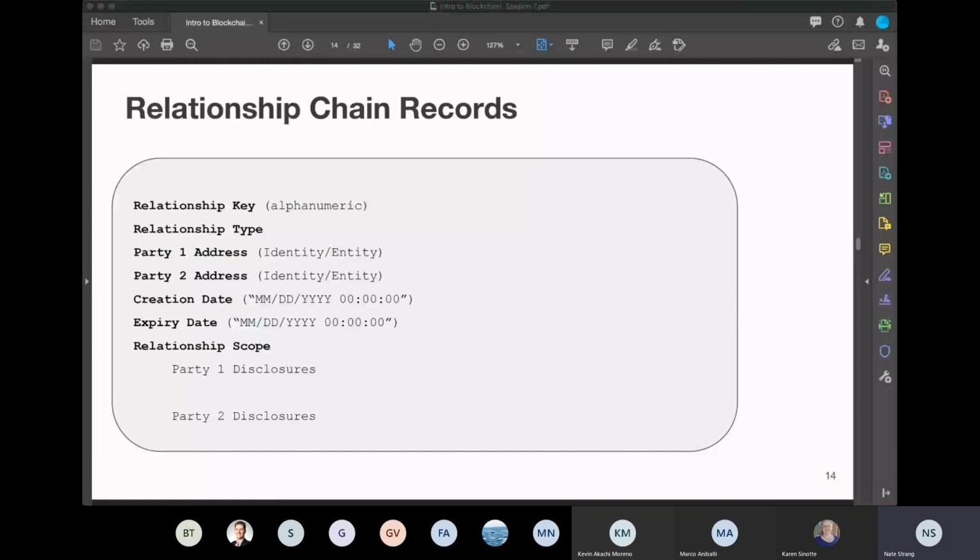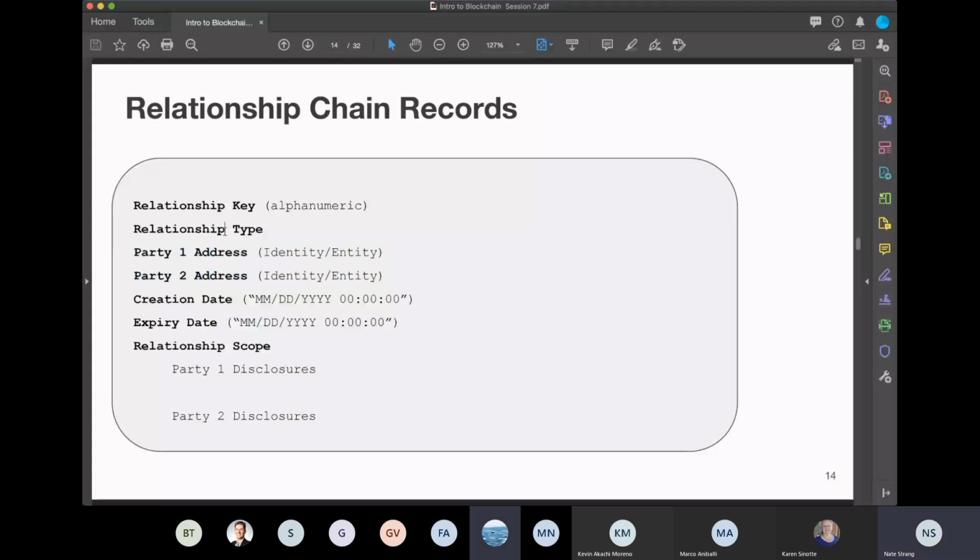So when we look at a relationship key, we can see that there are some different types of information that we need to look at here. This time we actually don't have an address. We're not allowing anyone to locate a relationship on the relationship chain. This time, we actually have a relationship key. And the relationship key is an alphanumeric code that is going to be provided to the parties within the relationship. That's basically a password or a key to access this relationship record.